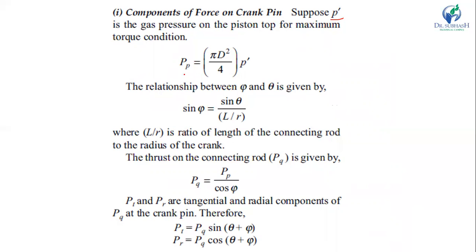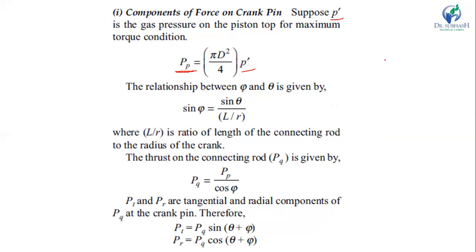So we know that the load on the piston top, PP, is equal to area into pressure. The area is pi by 4 d square, and the pressure is P dash. And the relationship between phi and theta: you know what phi is? Phi is the angle of inclination of connecting rod with the line of dead center.